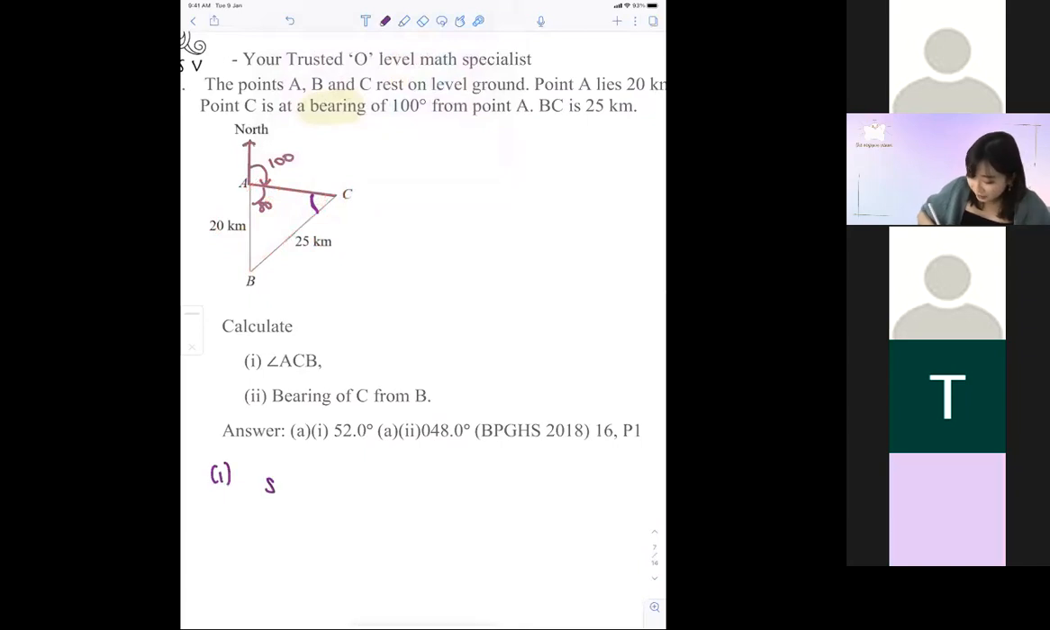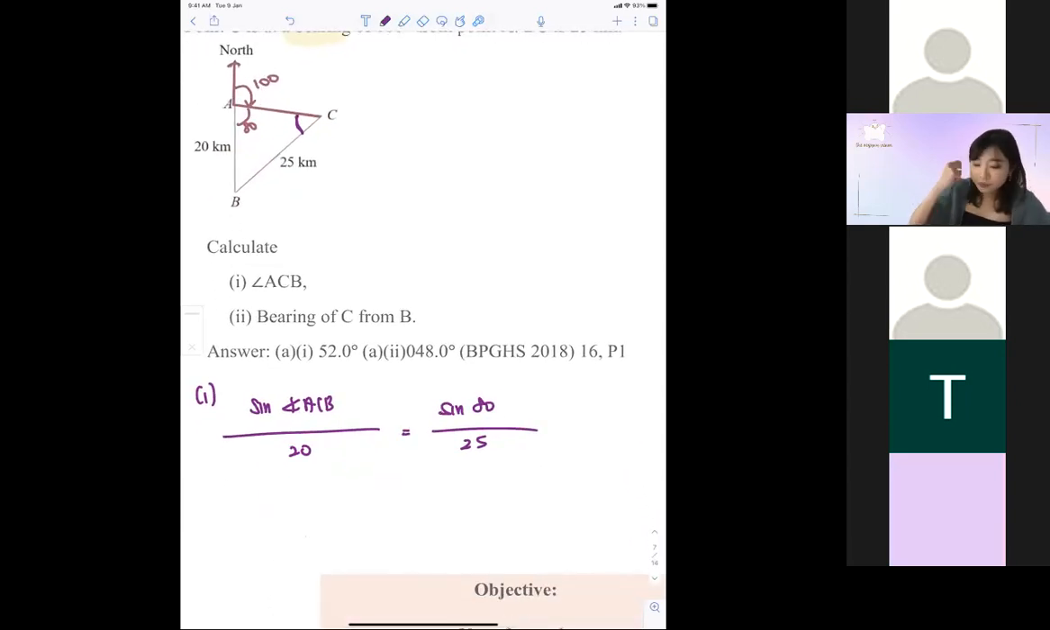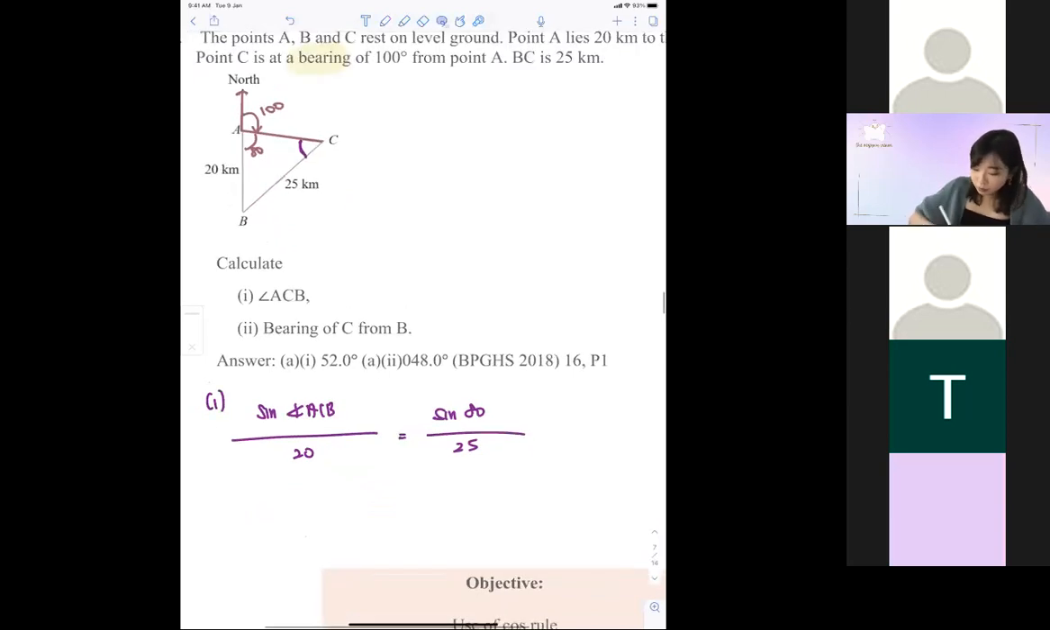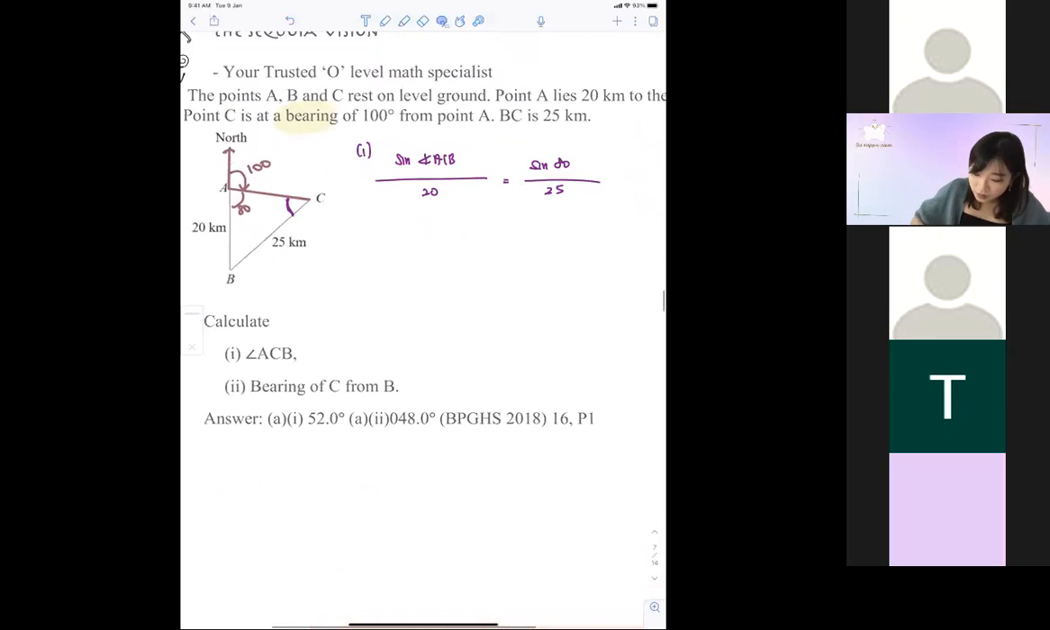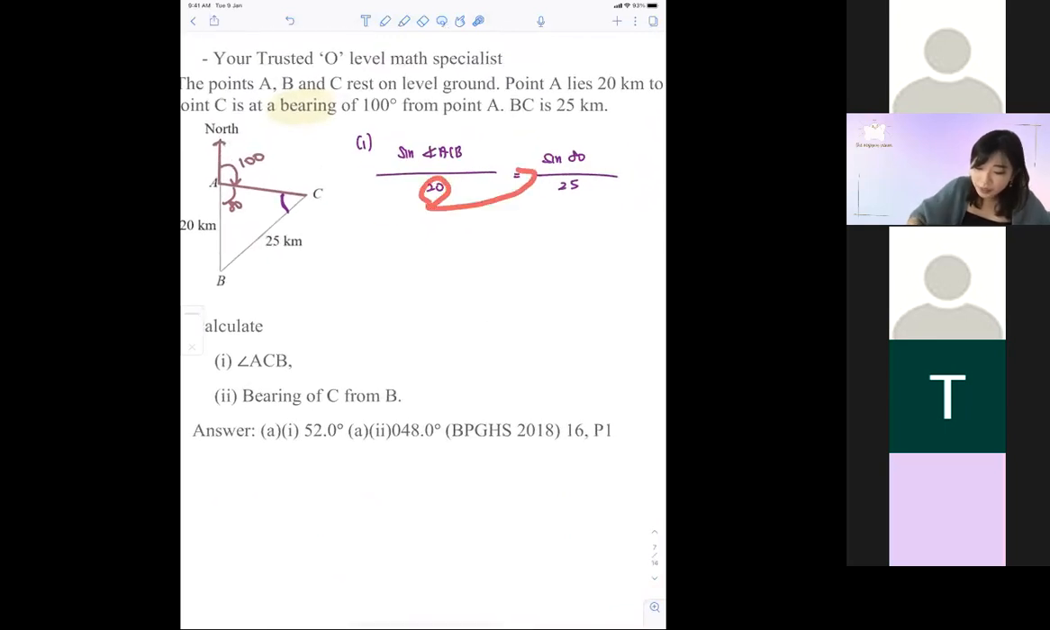For part 1, sine angle ACB over 20 is sine 80 over 25. Here I have no space at the bottom, so I write on top. Then divide, bring over times.